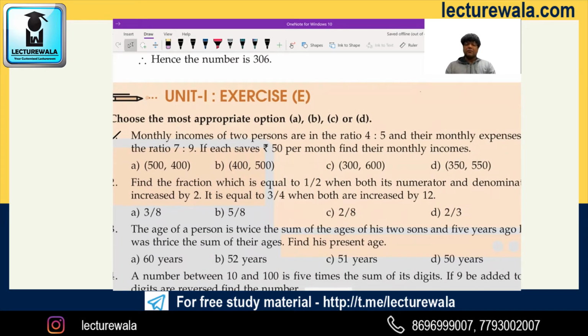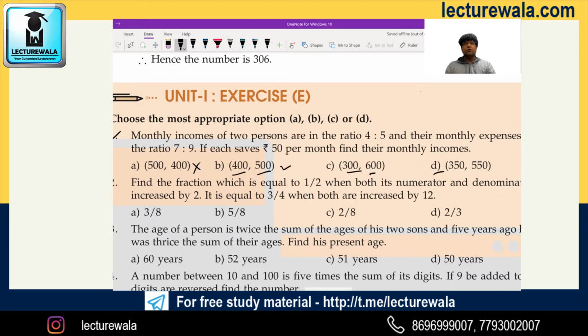See, monthly incomes of 2 persons are in the ratio 4:5. I will check where 4:5. This is not 4:5, not the answer. Guys, here it is 4:5. 300 to 600 is 1:2, not the answer. 350 to 550, zero gone, 5:7, 5:11, so 7:11, not the answer. I got it, guys, this is the answer.